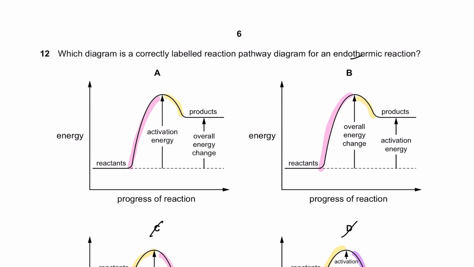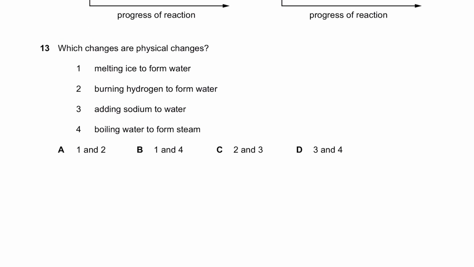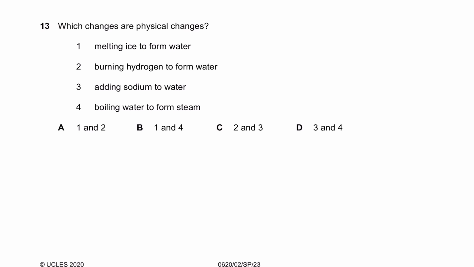Between A and B, we have to check the labeling. From reactants all the way to the top, you have the EA, and from the reactants to the products, you get the enthalpy change, which is the overall energy change. So A is the right option. What's wrong with B? They're saying that from the reactants all the way to the top, that's the enthalpy change, but that's wrong. The overall energy change, that's called enthalpy change. So that's why B is the wrong option. Question 13 says, which changes are physical changes?